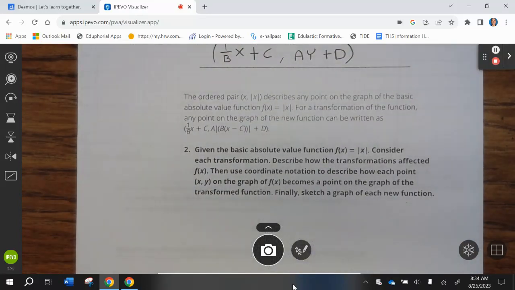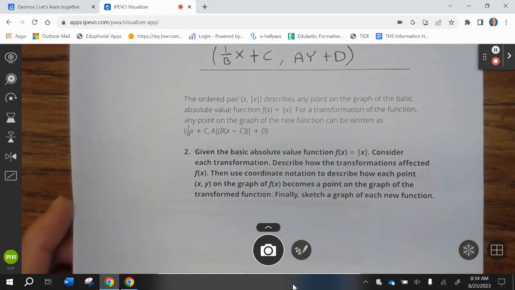Given a basic absolute value function, f of x equals the absolute value of x, consider each transformation. Describe how the transformations affected f of x. Then use coordinate notation to describe how each point (x, y) on the graph of f of x becomes a point on the graph of the transformed function. Finally, sketch the graph of each new function.